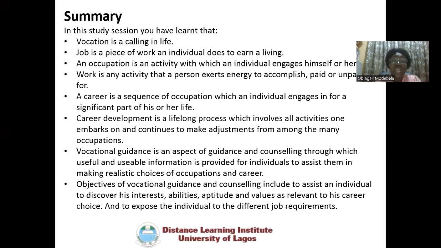Then, vocational guidance is an aspect of guidance and counseling through which information is provided to clients. And then the objectives of vocational guidance and counseling include to assist the individual to discover his interests, his abilities, his aptitude, his values as relevant to his career choice, and to expose the individual to different job requirements.